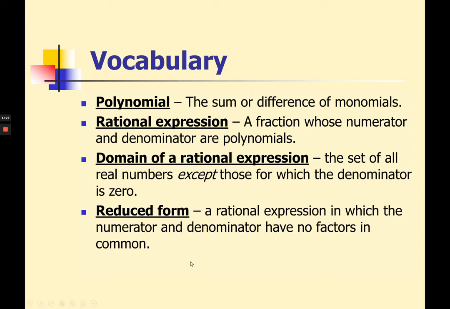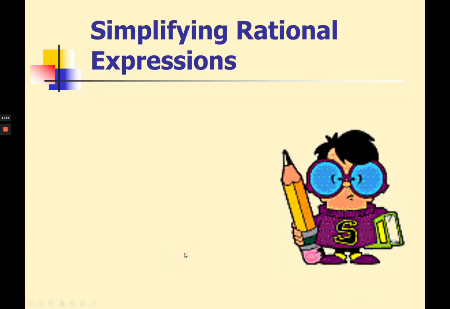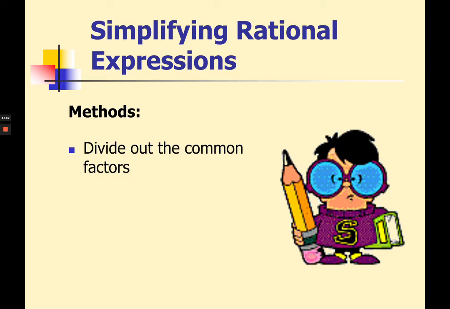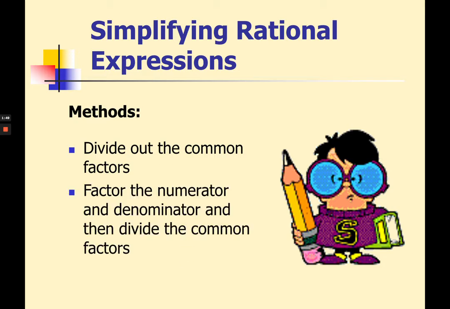Reduced form, or actually simplest form, is a rational expression in which the numerator and the denominator have no factors in common. Now, how do you simplify rational expressions? There are two ways. You might just directly divide out, or cancel, the common factors. Or you may need to factor the numerator and denominator and then divide out the common factors. Let's check the very first way, wherein you just directly divide out common factors.